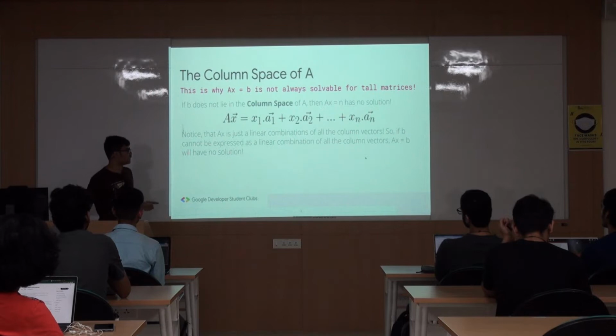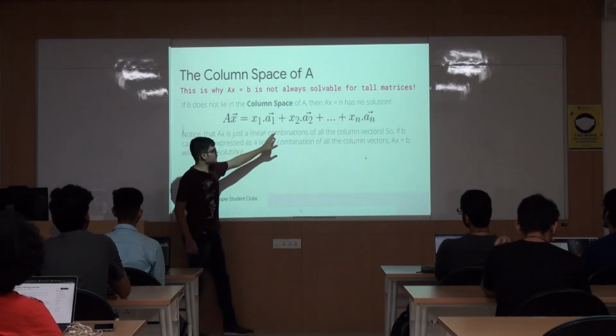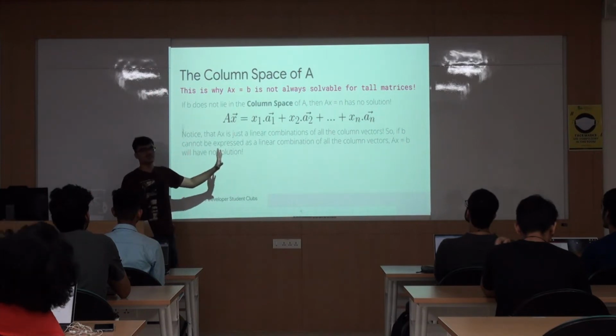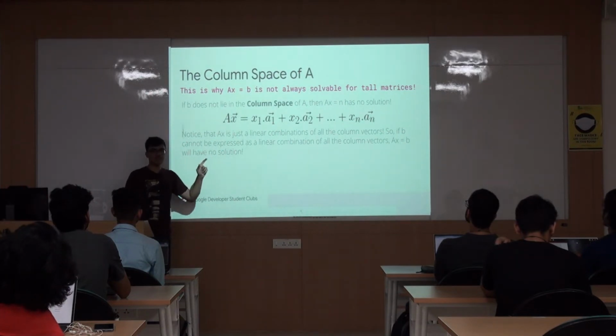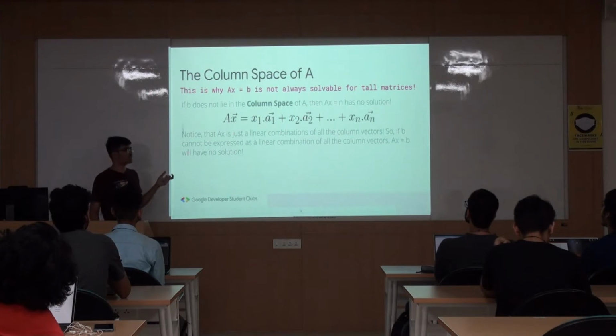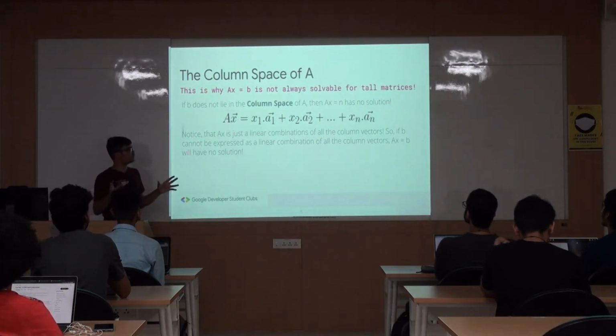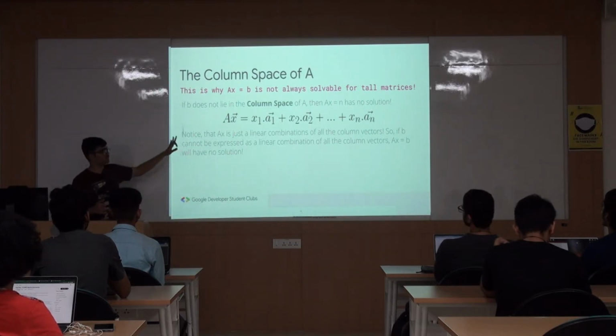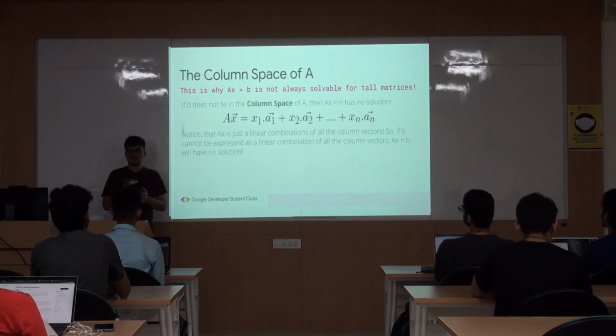So a1 to an are the column vectors which form the column space of A. Now what is the column space? Column space is basically the subspace which is spanned by all of these column vectors. That is basically the column space. So we can also say that if b does not lie in the column space of A, then Ax equal to b has no solution. Is that fine?